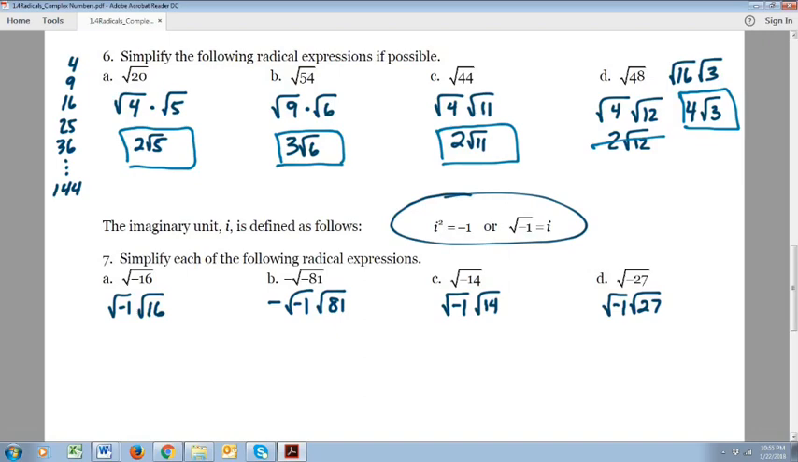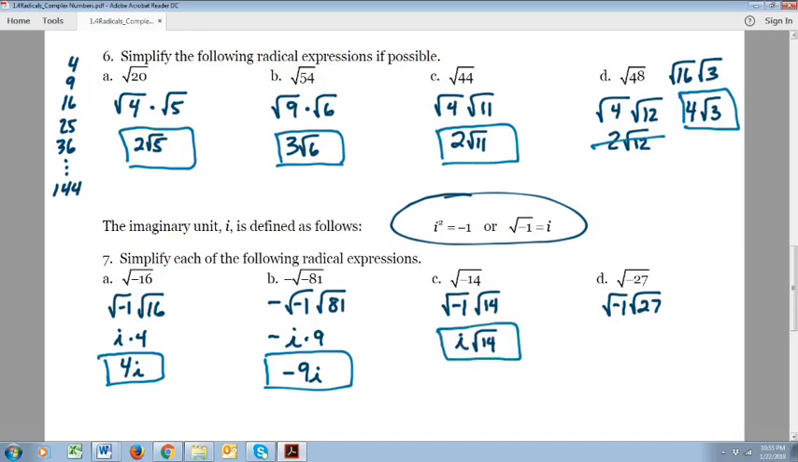So let's look at 7a here. Square root of -1 is i, and the square root of 16 is 4. So we would write this as 4i. On part B, this is a minus i times 9, and we would write that as -9i. So just like if we had a 9x, we wouldn't put x9. We normally put the numbers first. Same thing with these. On letter C, all I can do is change the square root of -1 to i.